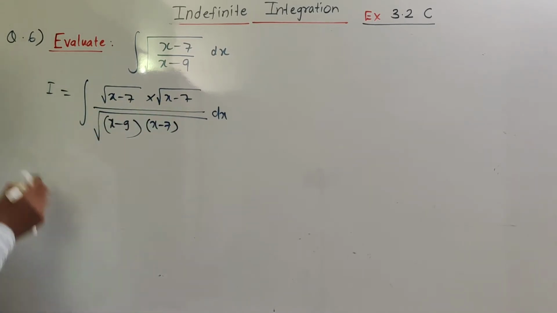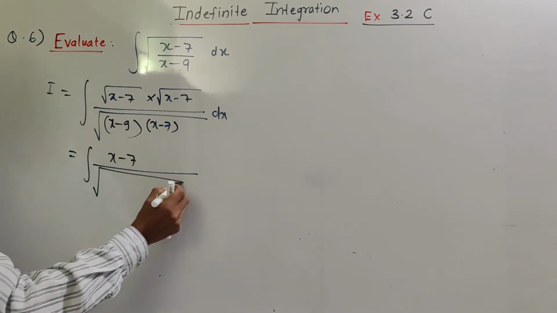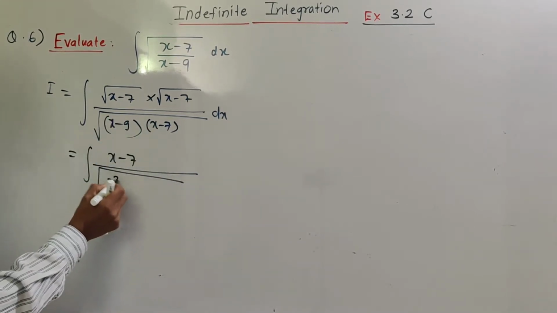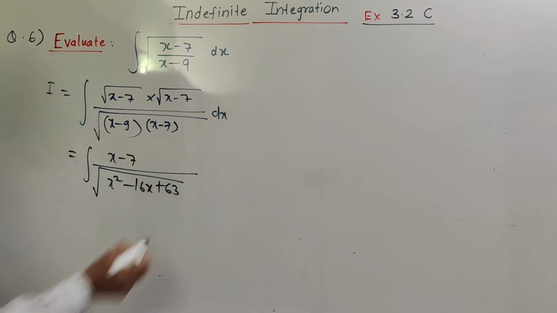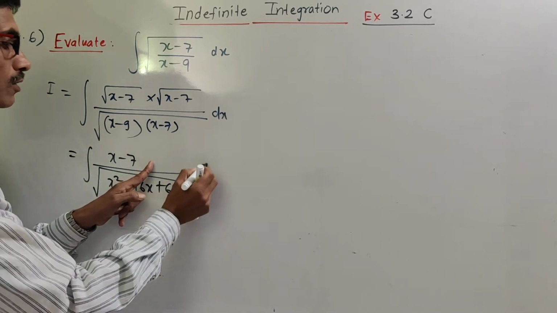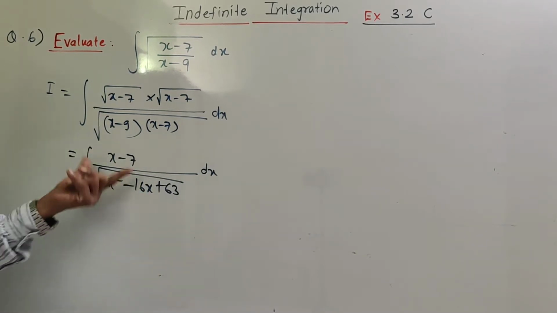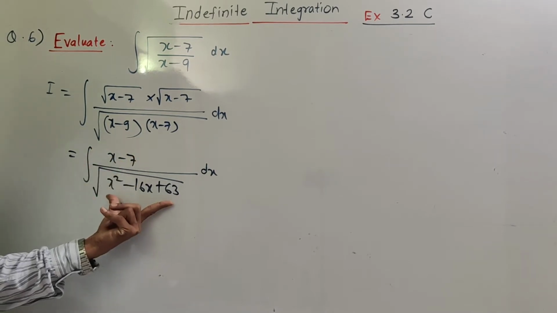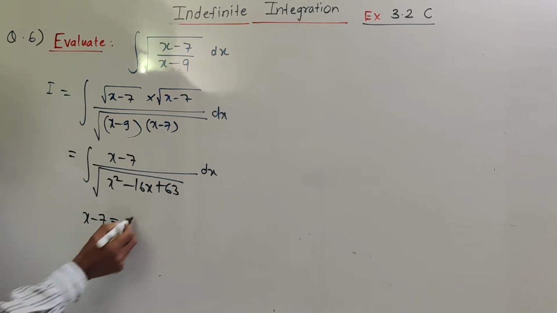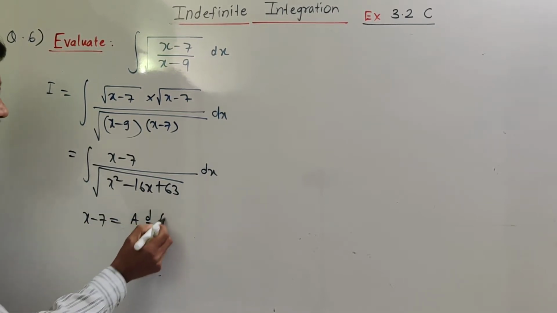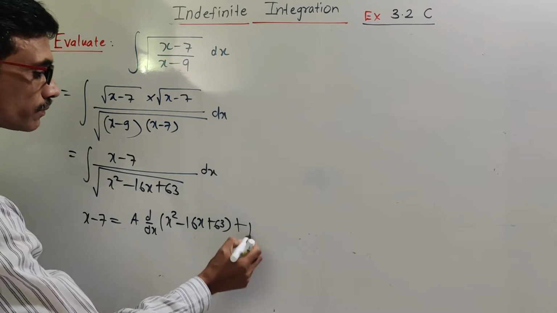The square root will be removed. x minus 7 is the numerator, and the denominator is the square root of x square minus 16x plus 63. Now it is of the form dx upon px plus q upon root of ax square plus bx plus c. So this px plus q we will write as a into d/dx of this. So x minus 7 is equal to a into d/dx of x square minus 16x plus 63, plus b.